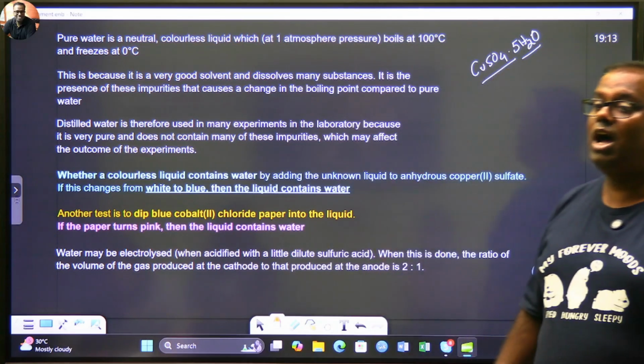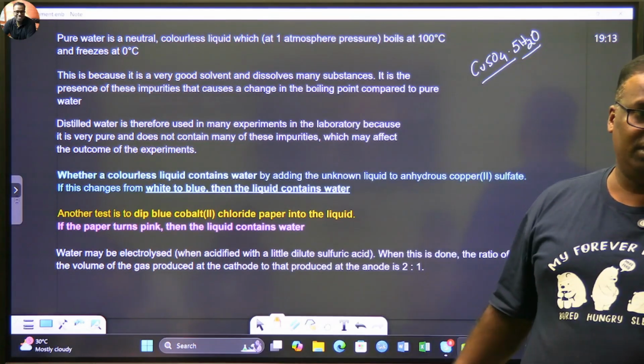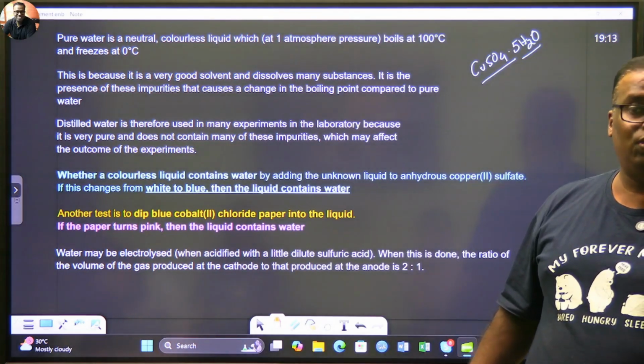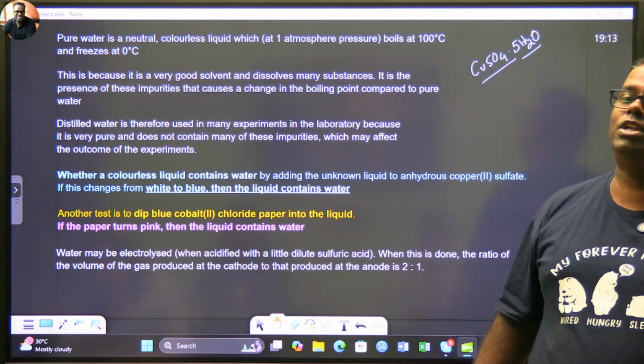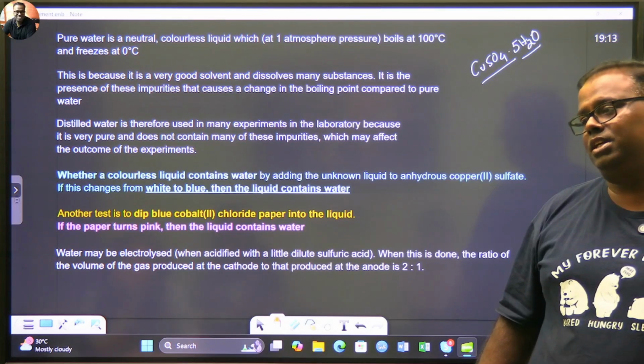2-3 types of ATP questions come. One is, how do you say that the given sample is pure water? Well, if you have lab conditions and you can maintain 1 atmosphere pressure, observe whether it freezes at 0 degree or it boils at 100 degree.